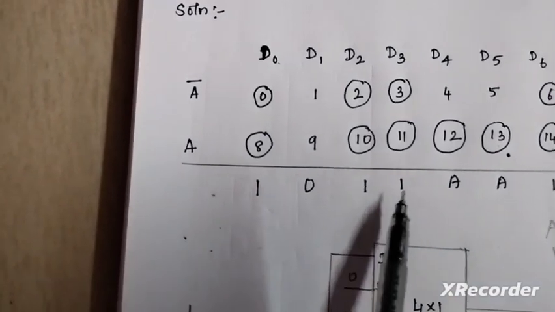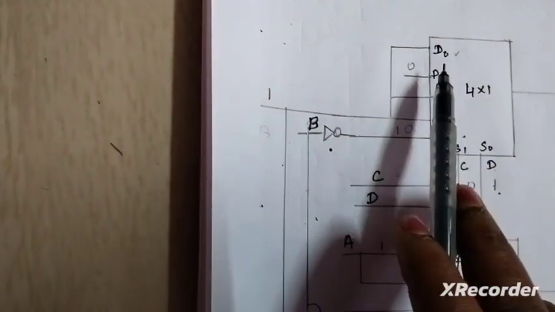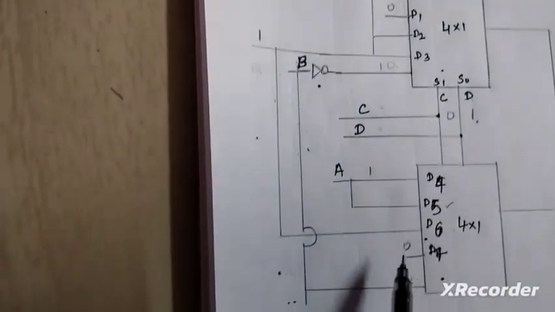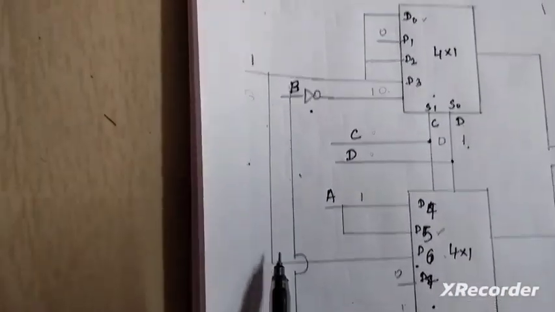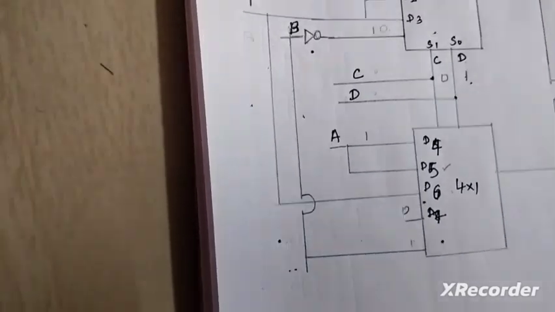D0, D2, D3 and D6 are equal to 1. Next, D1 and D7 are equivalent to 0.